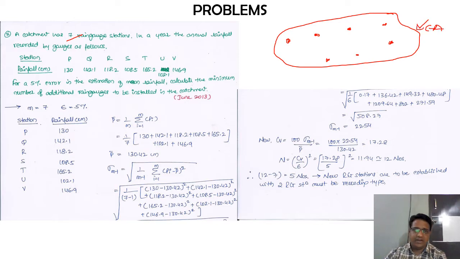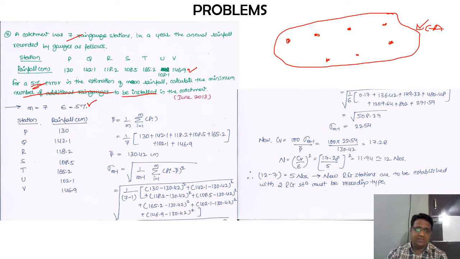So keeping that in mind, they have given you similar data to the previous problem we solved, and they are asking you to determine the additional gauges for an allowable error of 5%. Last time it was 10%, now they have reduced it to 5%. So what will be the minimum number of additional rain gauges required in this catchment so that the error is limited to 5%?